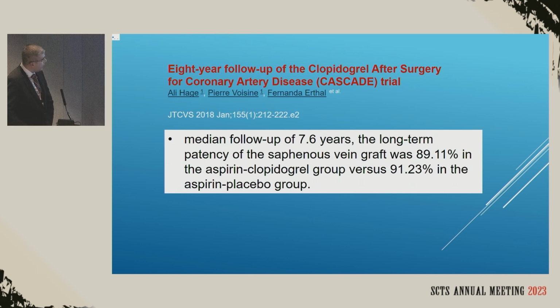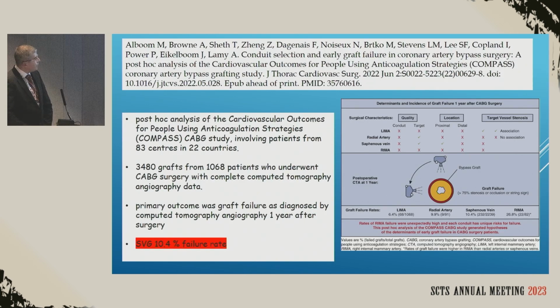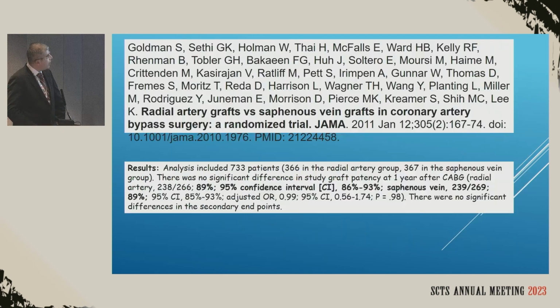The CASCADE trial again showed quite high saphenous vein graft patency at 7.6 years. And as one of the members of the audience noticed, this post-hoc analysis of the COMPASS trial had showed that contemporary outcomes of saphenous vein grafts are not too bad actually. The failure rate was 10.4%.